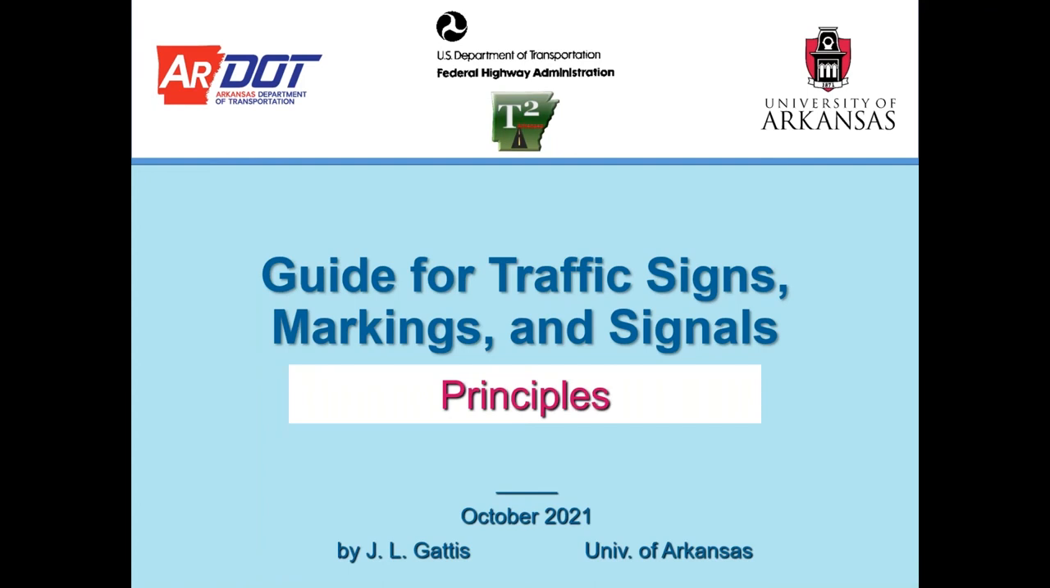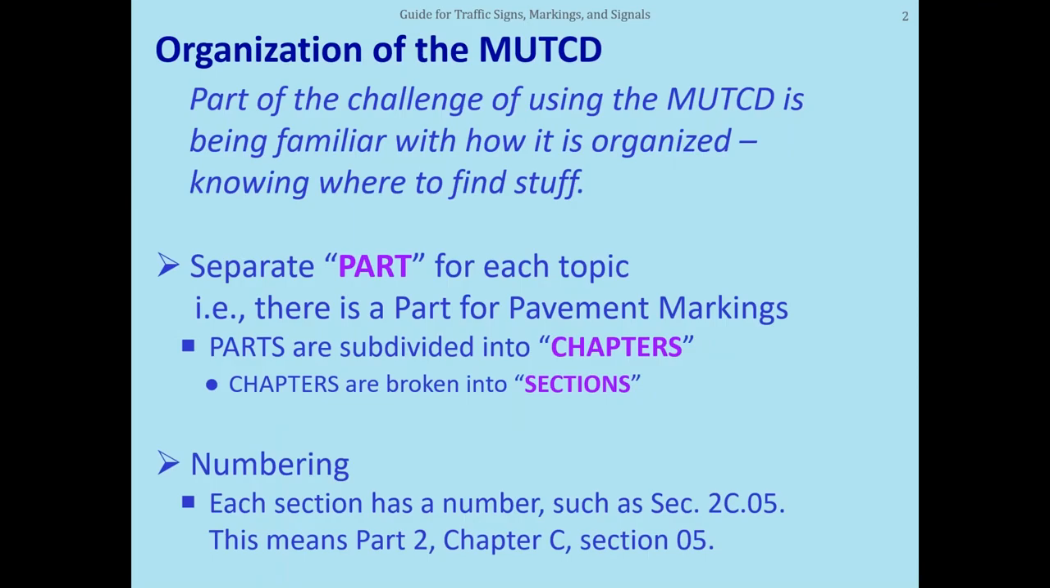So, we've got the overall manual. It is divided into a number of parts, separate parts for each topic. The parts, in turn, are subdivided into chapters. The chapters, in turn, are broken into sections. There is a method to the madness in the numbering of sections, such as section 2C05. That means part 2, chapter C, section 5.